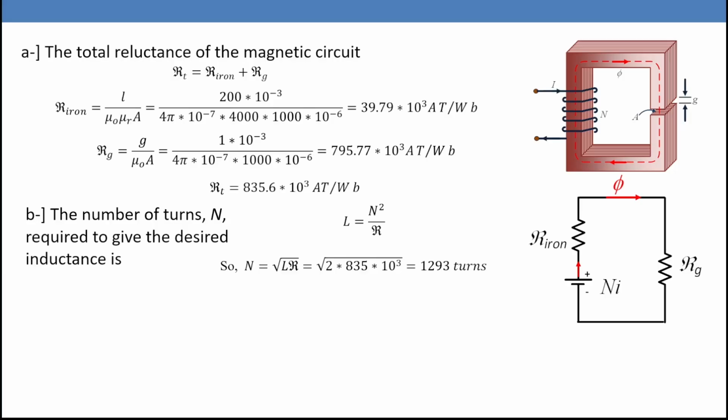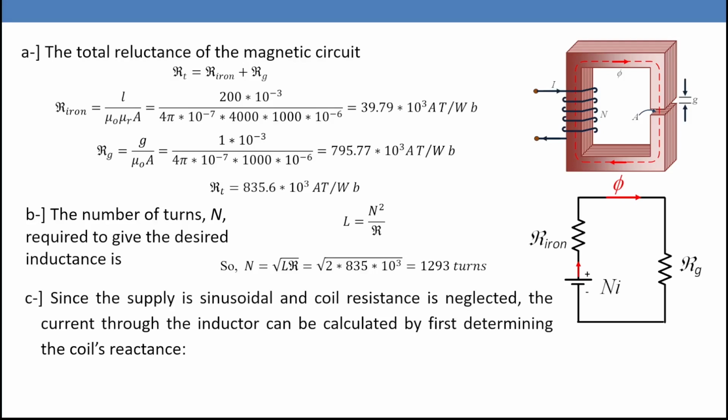So to calculate the current, we need to know the reactance. Since the supply voltage is sinusoidal and coil resistance is neglected, the current through the inductor can be calculated by determining the coil reactance. X equals omega L. So the current I equals V over X, V RMS 500 over X equals 2 pi f L. So in this case, we have a current 0.79 ampere.